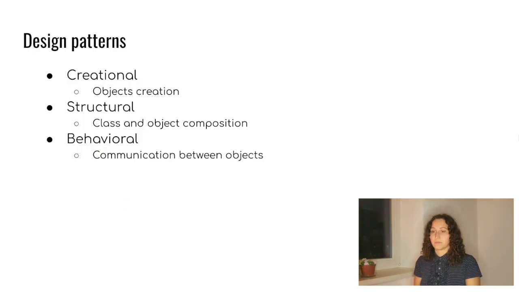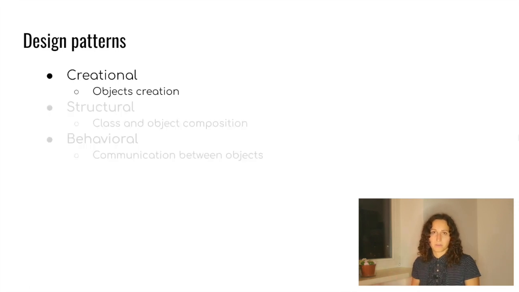Design patterns can be split into 3 main groups: creational, which describe object creation; structural, which describe class and object composition; and behavioral, which describe communication between objects. And today, in the first part of my series, I'm going to discuss creational design patterns, and the 2 other groups will be shown in the 2 next videos, which I'm going to record later.